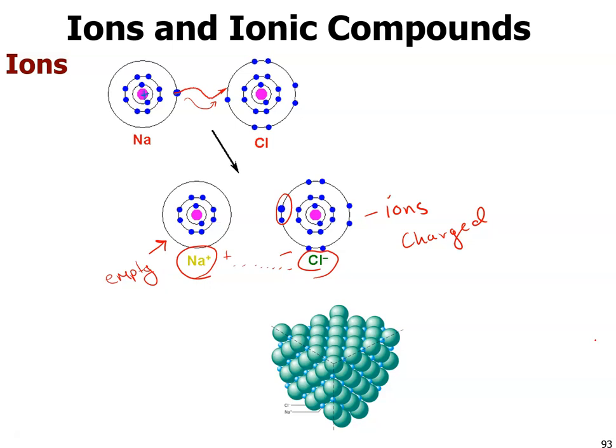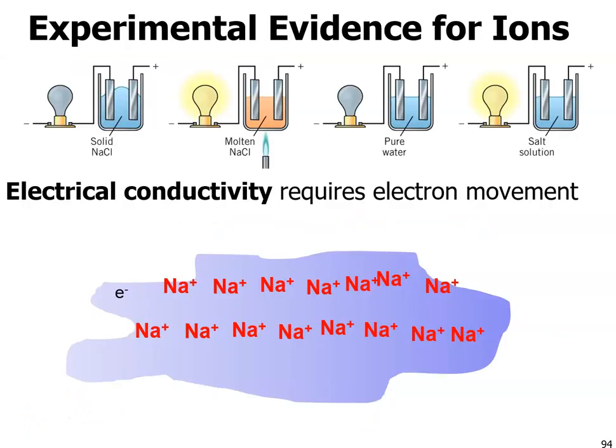One thing just to also note: cations are positive, anions are negative. Just some nomenclature for positively and negatively charged things. So how do we know if something is an ionic compound?